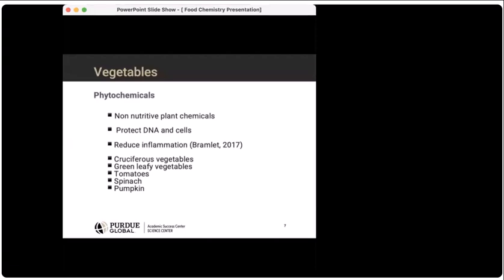So a few examples, not all inclusive, of vegetables that contain phytochemicals would be our cruciferous vegetables, like broccoli, cauliflower, Brussels sprouts, our green leafy vegetables like kale and collard greens, tomatoes, spinach, and pumpkin. And it's really best to eat a wide variety of vegetables, as these different colors represent different phytochemicals, especially the red, green, and orange vegetables.